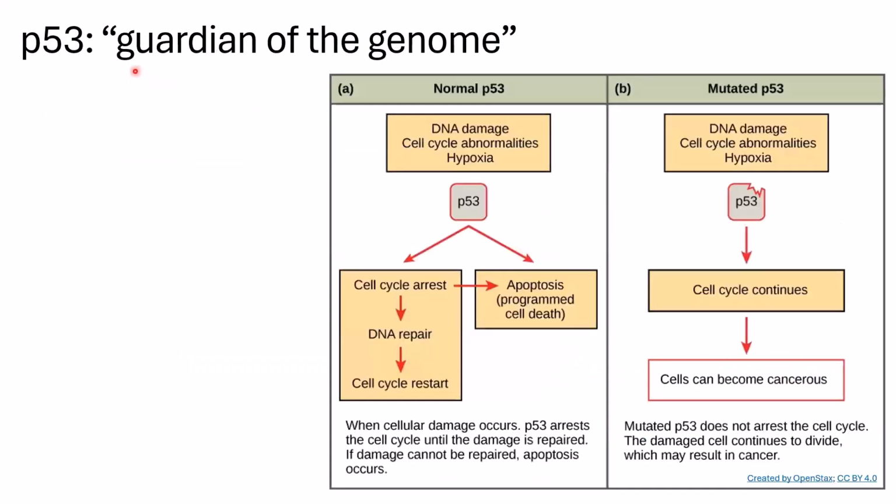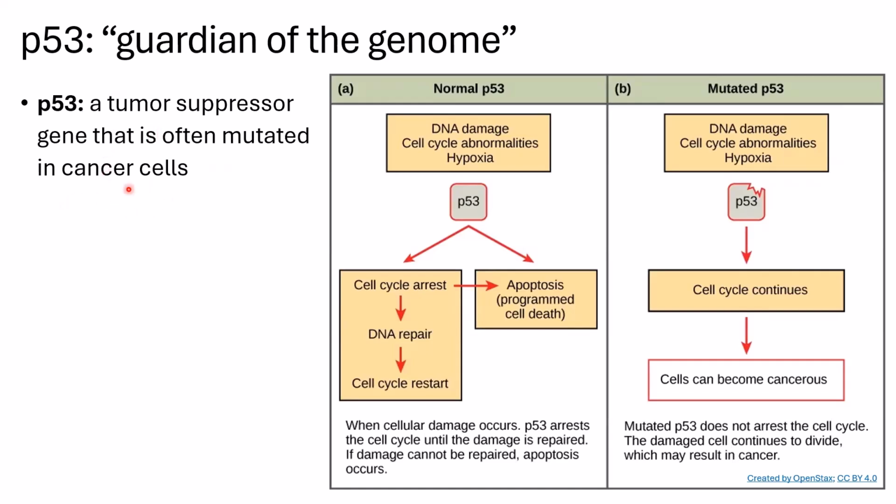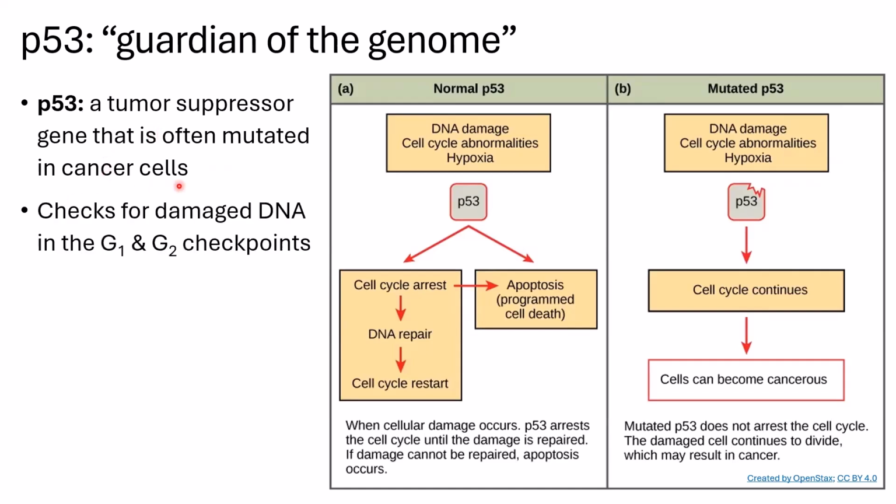One important tumor suppressor gene is p53, sometimes referred to as a guardian of the genome. It is commonly mutated and not working in cancer cells. When p53 is working normally, it checks for damaged DNA in the G1 and G2 checkpoints and directs the cell to repair the DNA. If DNA repair ends up not being possible, p53 triggers apoptosis, which is the process of cell death. This prevents the cell with the mutation from passing the mutation on.